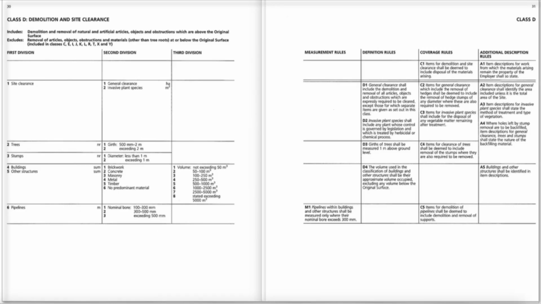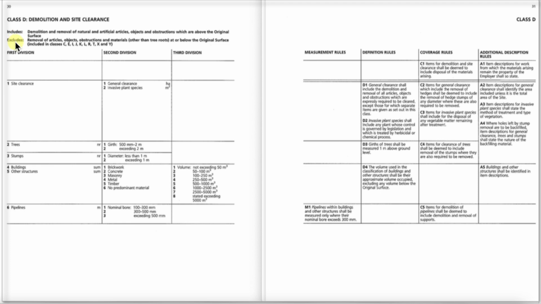Okay, let's have a close look at Class D, demolition and site clearance. I think this is one of the easiest classes to understand, not just from a practical point of view, but also for understanding the CESMM4 layout a lot easier. So let's start at the beginning. We've got the Class D, demolition and site clearance title. Underneath that we have includes and excludes.